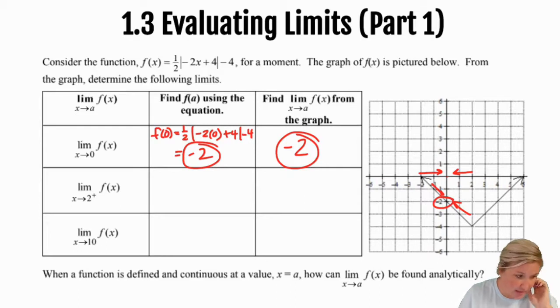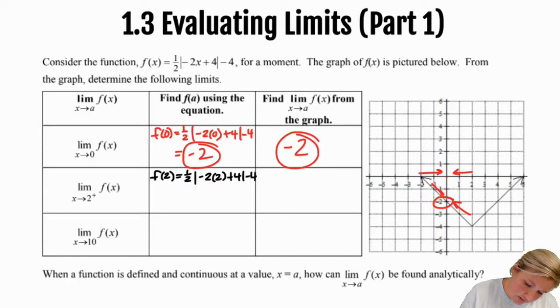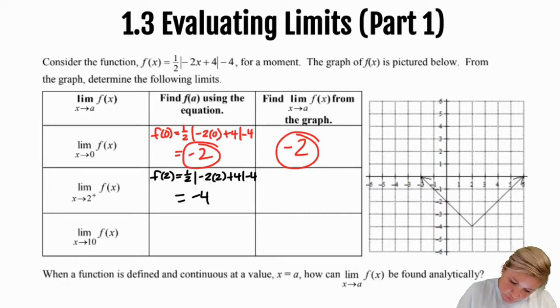As x approaches 2 from the right, we're still just going to use 2 here. So we're going to find f of 2. It'd be 1/2 times the absolute value of negative 2 times 2 plus 4, and then minus 4. Simplifying that down, we would get negative 4. Let's erase all this so we can look at the graph. Now we're going to find the limit as x approaches 2 from the right. What's happening to my y values? My y values are approaching right here, which is negative 4.